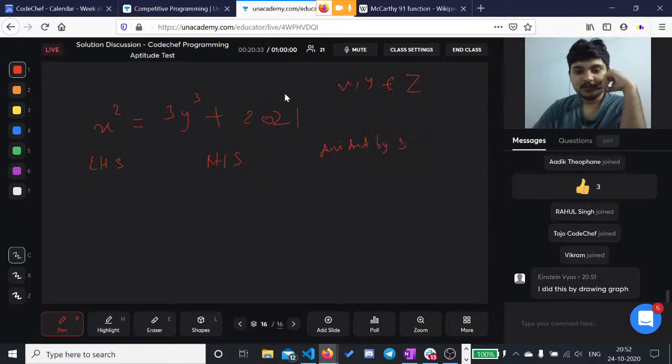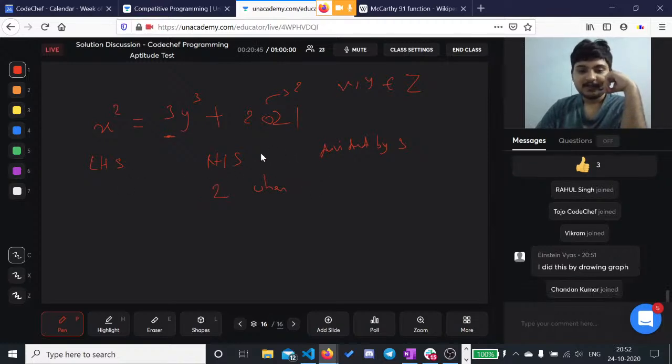So 2021 leaves a remainder 2 when divided by 3, as this is divisible by 3, so the right hand side leaves remainder 2 when divided by 3. Right hand side modulo 3 is always 2. And left hand side modulo 3 can be 1 squared, minus 1 squared, or 0 squared.